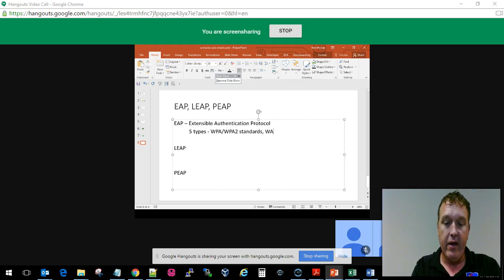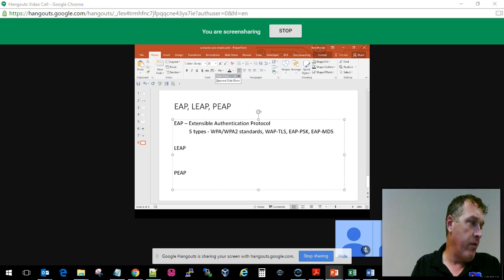And then we also will have EAP running over TLS. It could run over EAP-PSK, and we talked a little bit about that yesterday. And then EAP running over MD5. So those are just some ways that we've adopted for secure wireless communications. What we usually will see, though, are these bottom 2 down here. We'll see LEAP and PEAP show up on the exam, and we'll enumerate those right now.